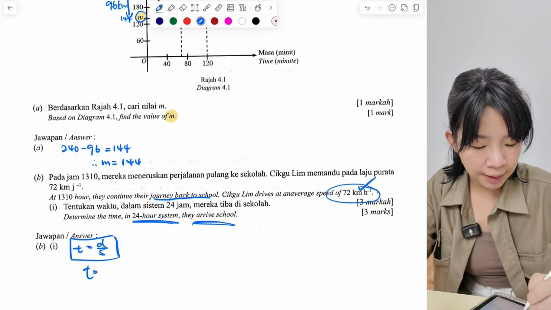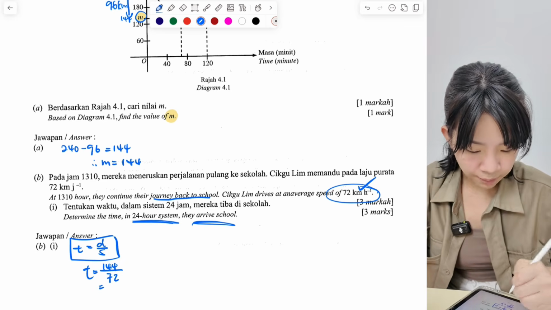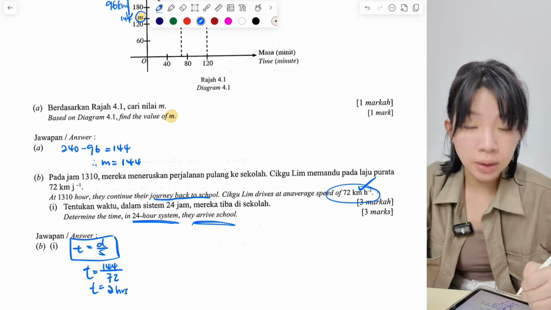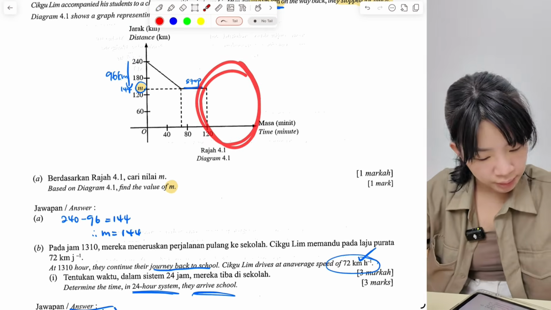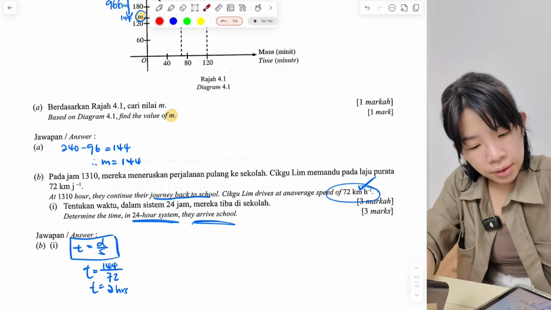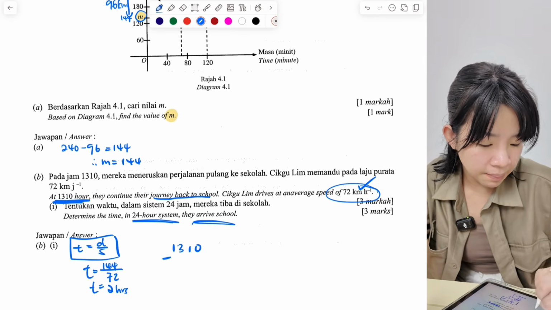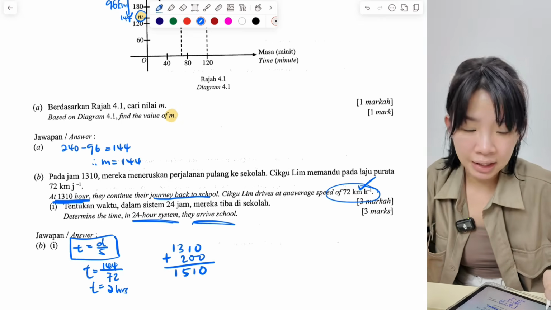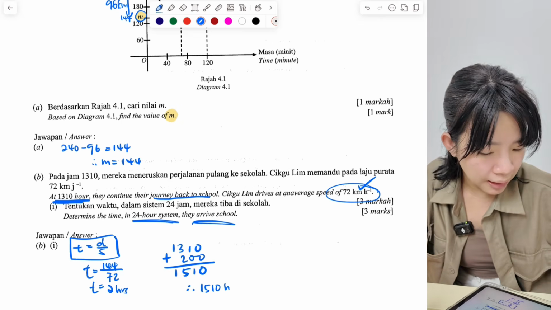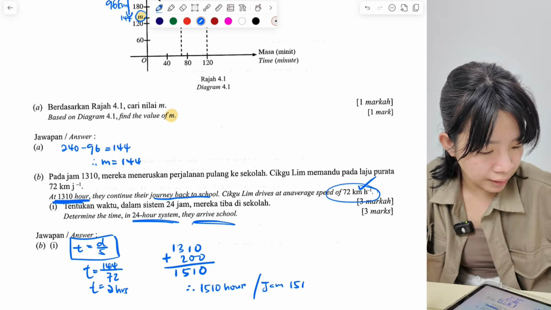So the time taken will be 144 distance divided by speed 72. So the time is 2 hours. Going back to school takes 2 hours after lunch. So determine the time. At 13:10, 13:10 plus 2 more hours will be 15:10. So the answer will be 15:10 hour. In Bahasa it will be jam 15:10.